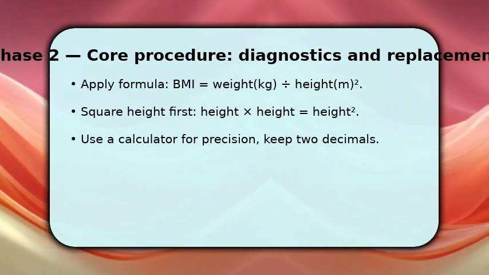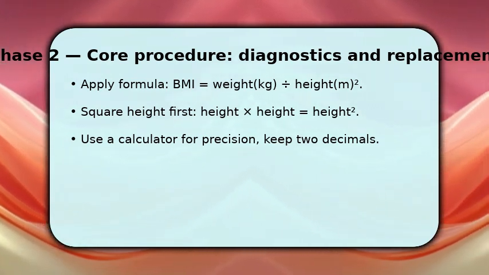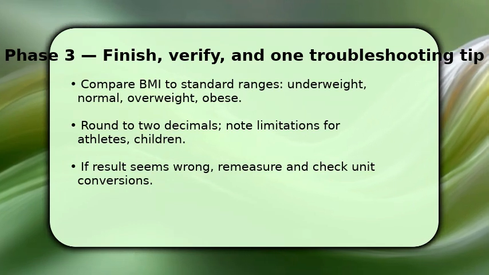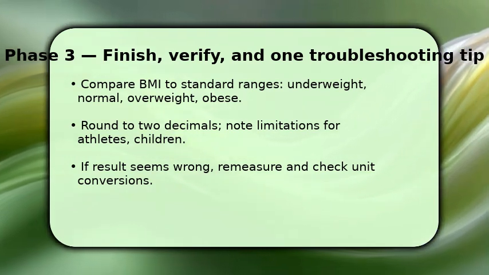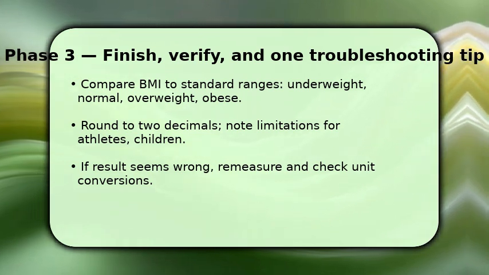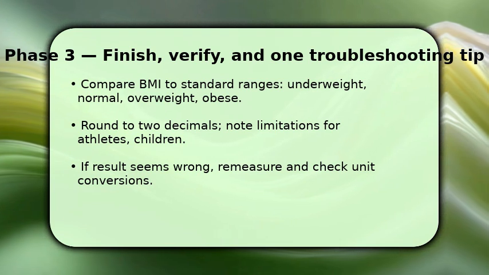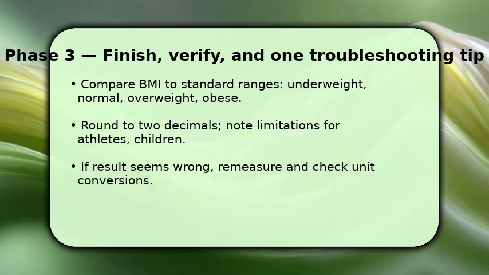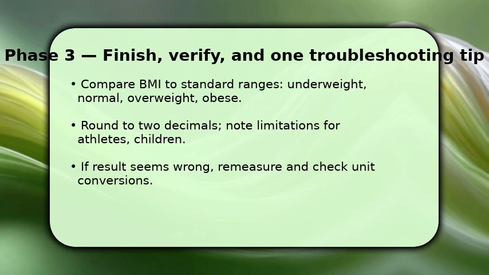You interpret the number against standard ranges. Typically underweight, normal, overweight, or obese. This explains why BMI matters for population risk. Once you read the value, consider context. Muscle mass, age, and pregnancy can skew results, so use BMI as a screening tool versus a definitive diagnosis.